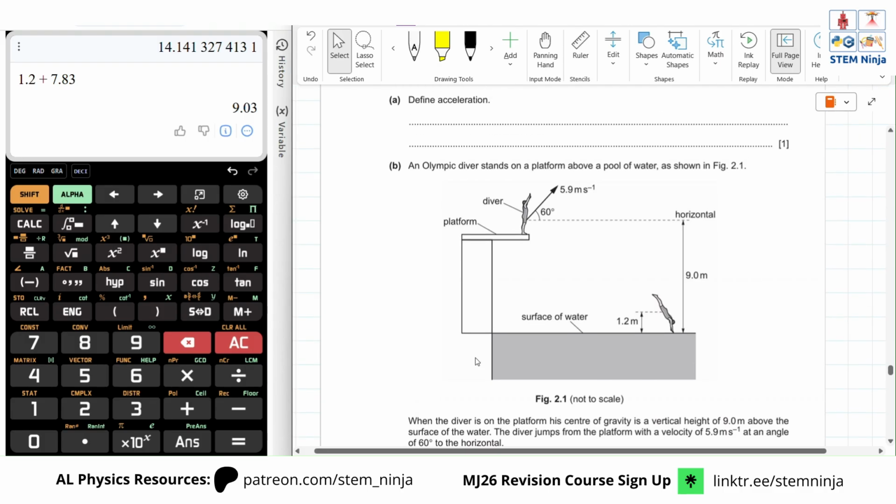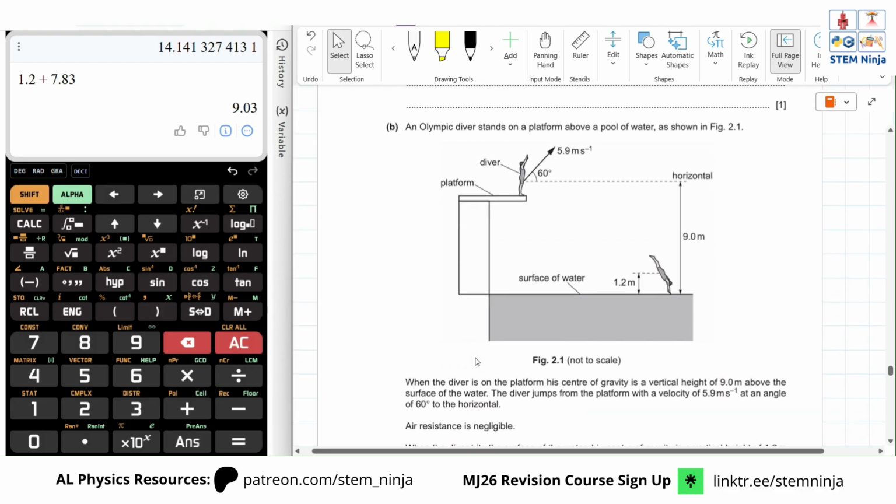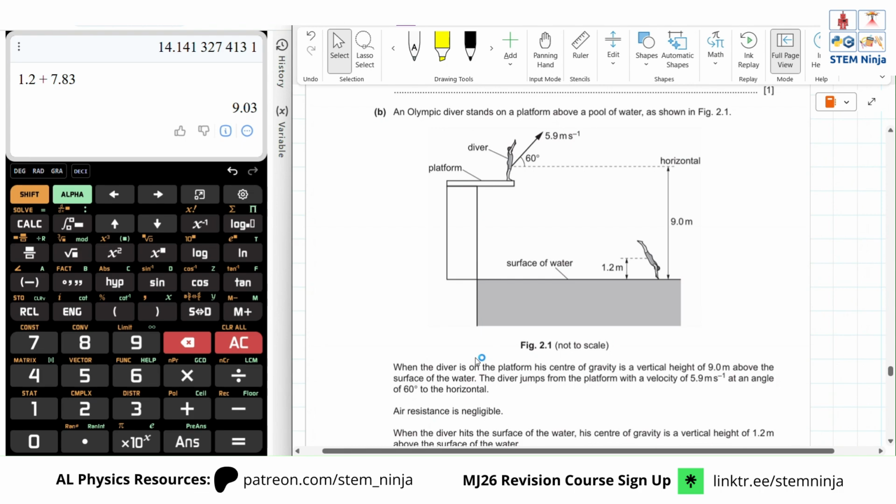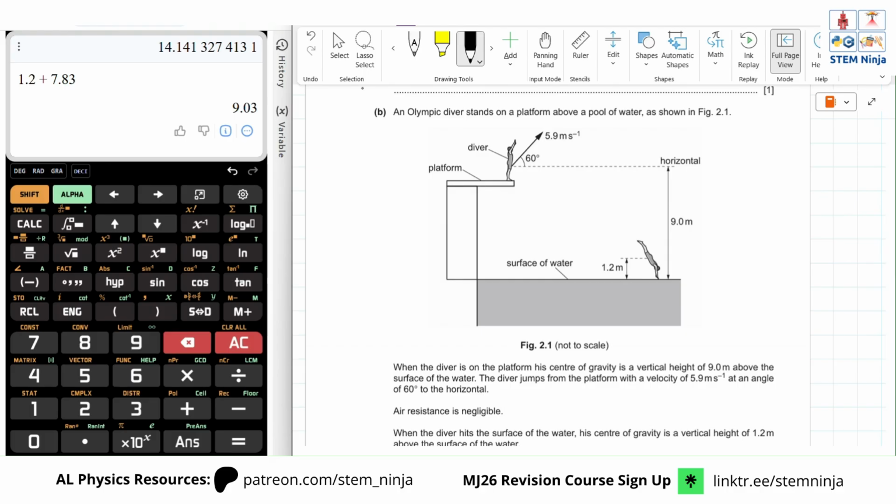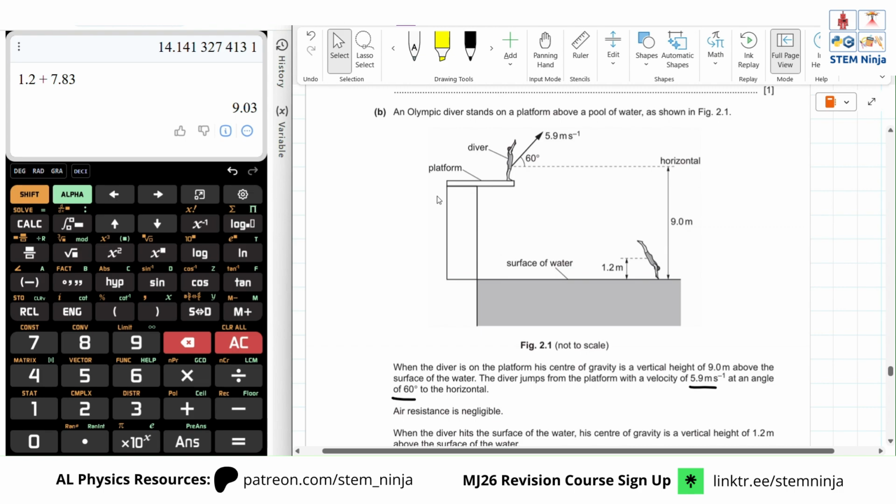Okay, let's see this. Define acceleration, that is rate of change of velocity. An Olympic diver stands on a platform above a pool of water, as shown. When the diver is on the platform, his center of gravity is at a vertical height of 9 meters above the surface of the water. The diver jumps from the platform with a velocity of 5.9 meters per second at an angle of 60 degrees to the horizon. Air resistance is negligible.